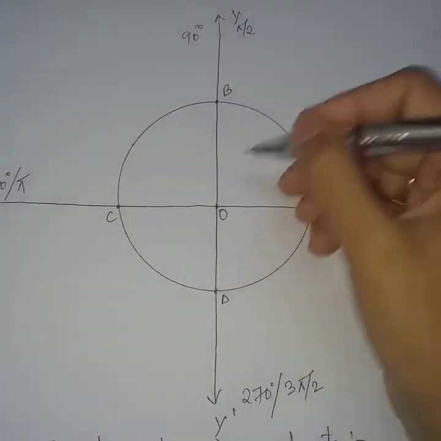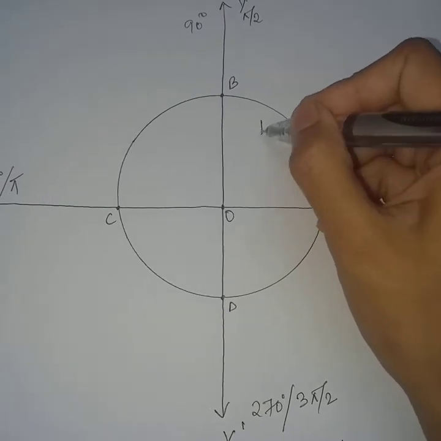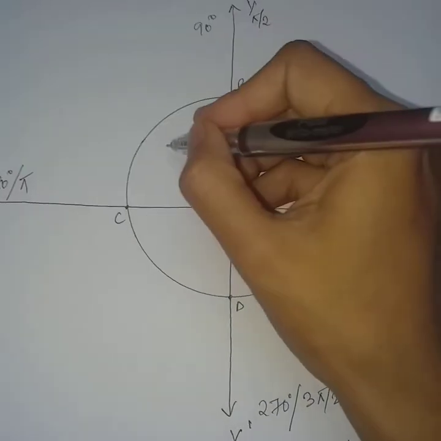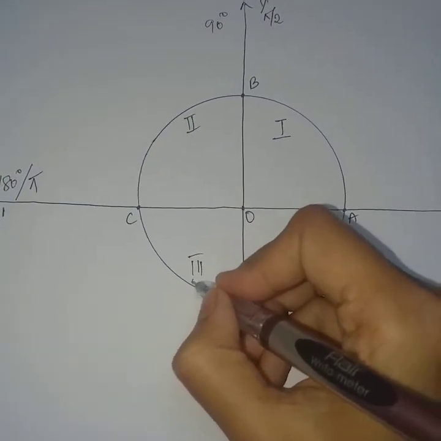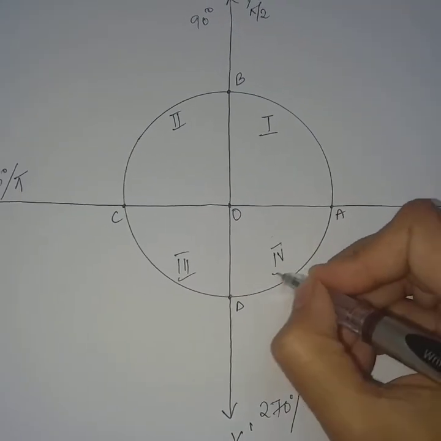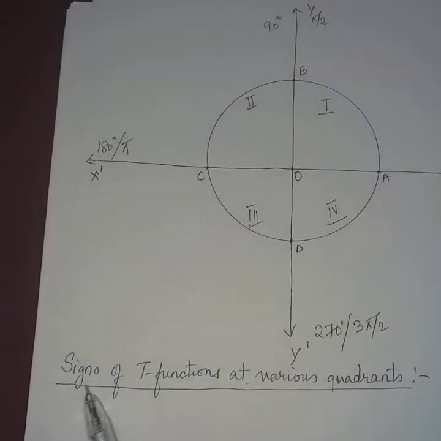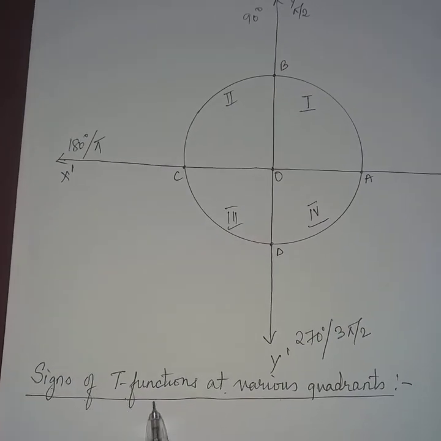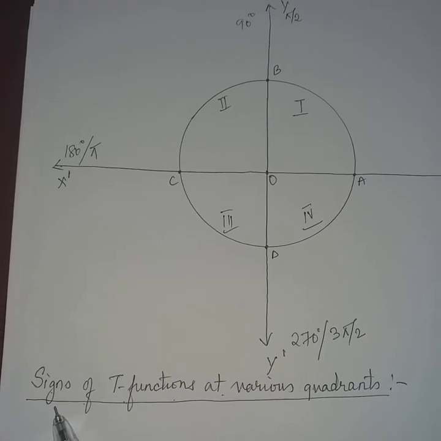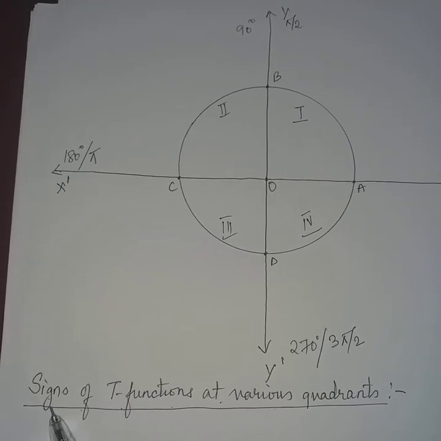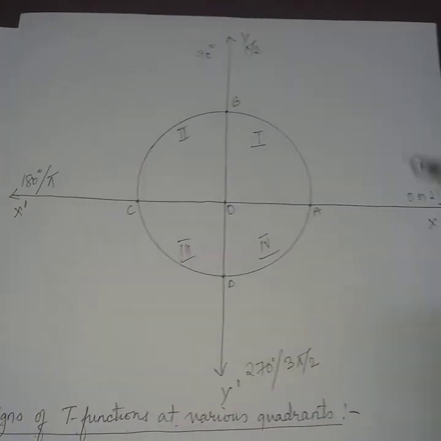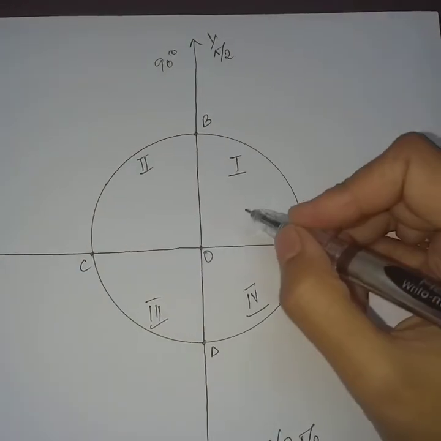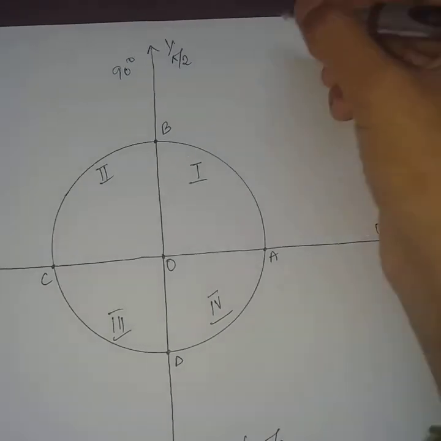It is divided into 4 parts. So let us name this as first quadrant, this as second quadrant, this third quadrant, and this as fourth quadrant. So what we have to see is what are the signs of the trigonometric functions, that is whether the trigonometric functions are having values of positive sign or negative sign. So for the first quadrant, let us see.